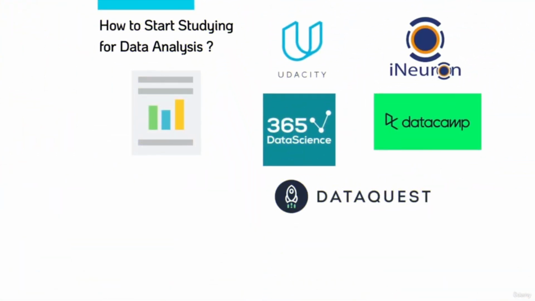So now you might wonder how to start studying for data analysis. If you want to start studying for data analysis, I recommend you to enroll in any of these platforms like Udacity, iNeuron, 365 Data Science, DataCamp, and DataQuest. So let me talk about each of them individually. Udacity is a platform that provides you with many types of courses related to technology, business, and etc. One of them, they have the Data Analysis Nano Degree. This program includes recorded videos, short quizzes, and hands-on projects. So this is for Udacity.